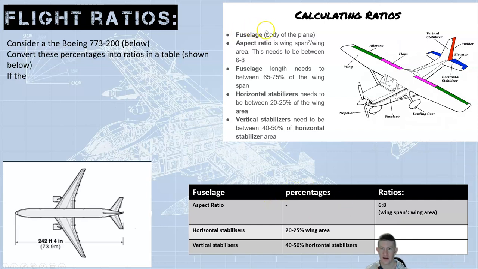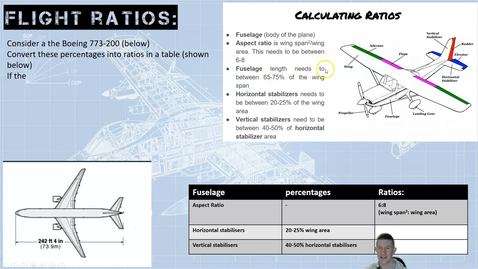So the ratios in general for a plane are that the fuselage, which is just the body of the plane itself, the aspect ratio is the wingspan squared divided by the wing area, which is about a 6 to 8. So for the wingspan squared, which will be R1, it needs to be something like a 1 to 6, or a 1 to 7, or a 1 to 8, something in general like that. You don't need to calculate that one. I've left that out. That's a little bit more complex.